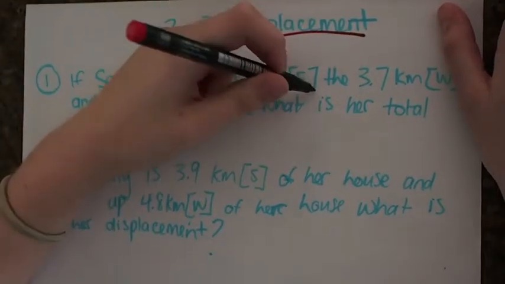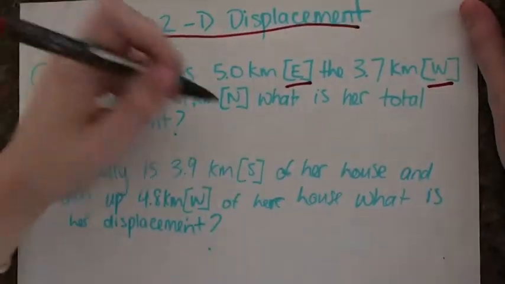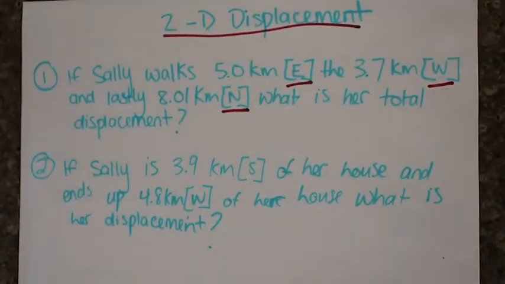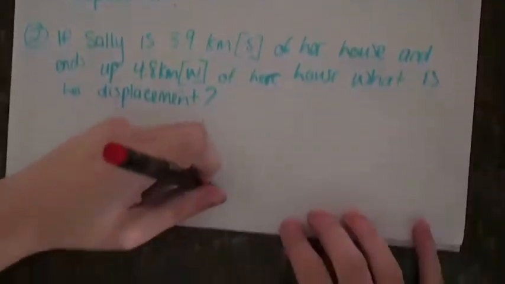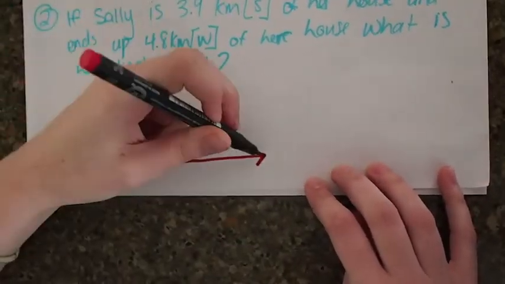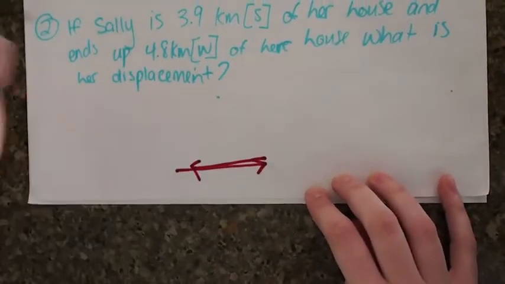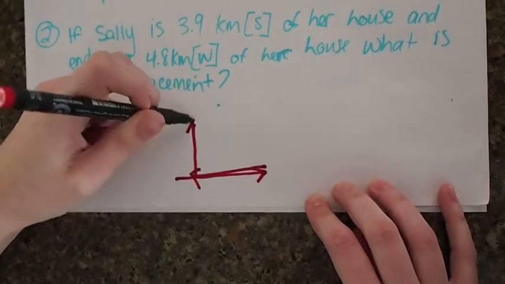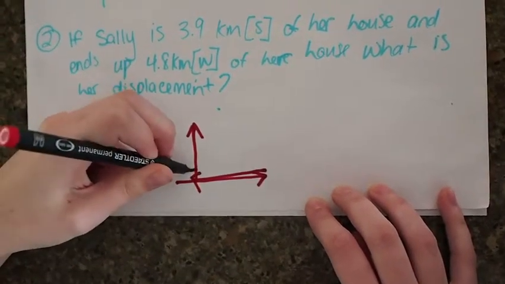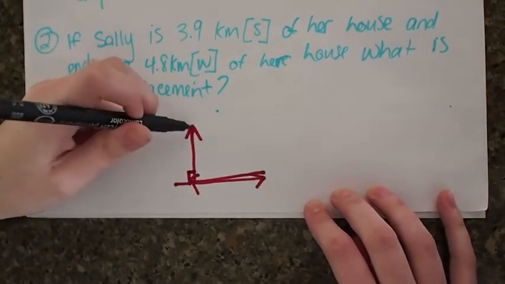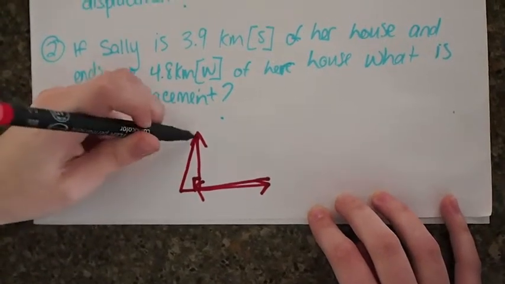For example, we have an east, a west, and a north, and if you draw the diagram to this problem, it would look like this. Here's your 90-degree angle, and right here is your displacement.